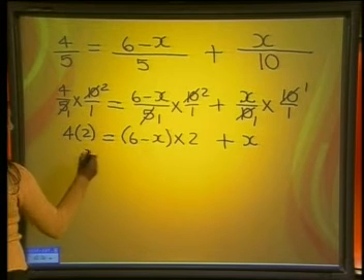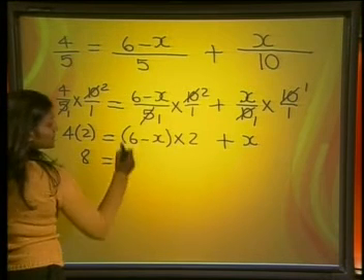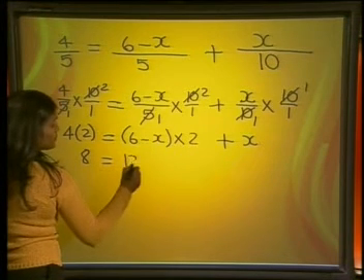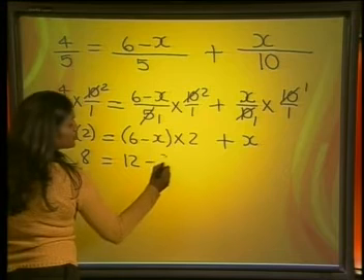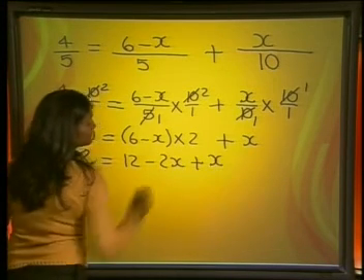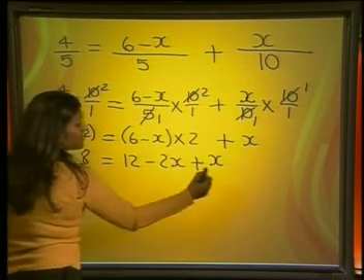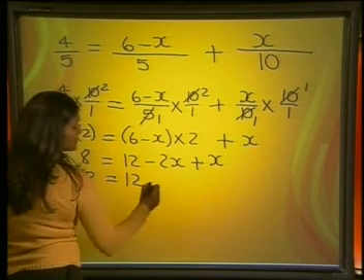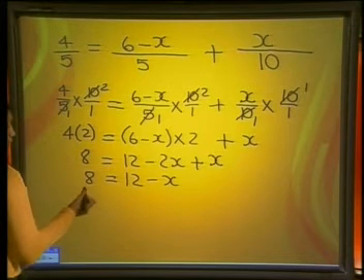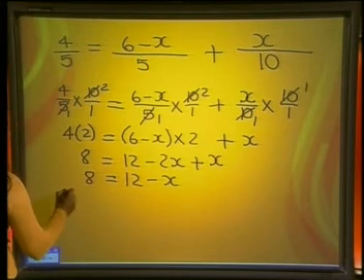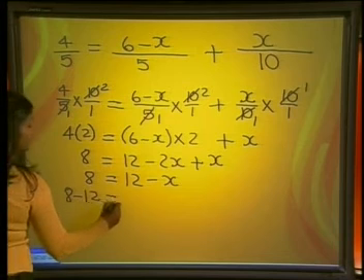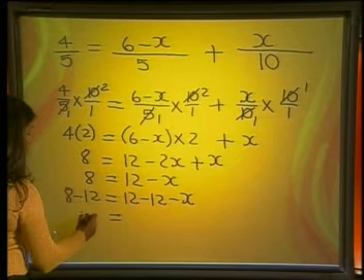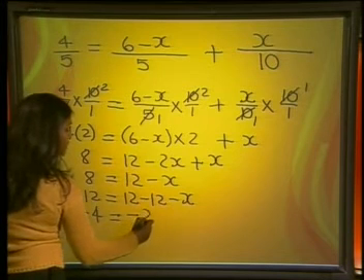4 times 2 is 8 is equal to, now this whole bracket here, both the terms in the bracket are multiplied by 2. 6 times 2 gives me 12, minus x times 2 gives me minus 2x, and I have the plus x. Now all that's left for me to do is add up the like terms. So I got 8 is equal to 12, minus 2x plus x gives me minus x. Now I will subtract 12 from both sides of the equation. So I get 8 minus 12 is equal to 12 minus 12 minus x. This simplifies to minus 4 is equal to minus x.